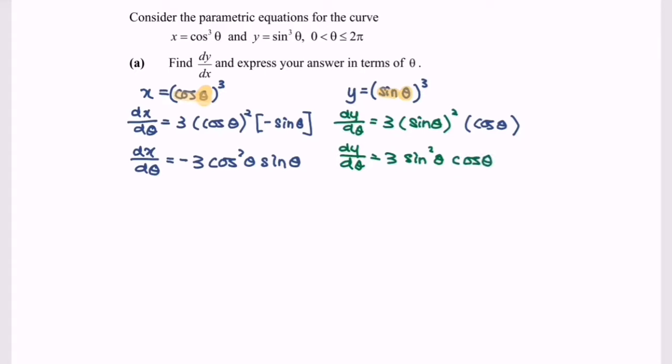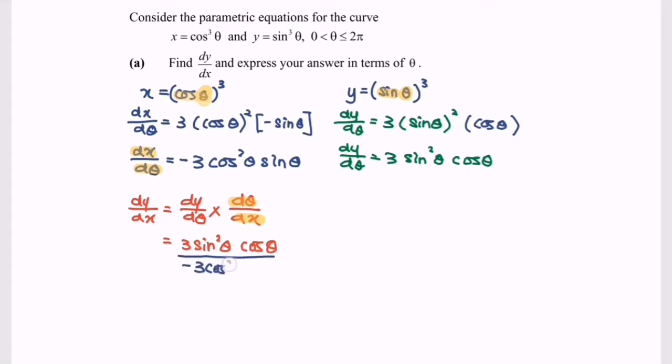Kindly refer to the question, dy dx. We have the formula dy dx is equal to dy d theta multiplied by d theta dx. Kindly substitute and we will have 3 sine squared theta cos theta. Observe that we have d theta dx, where in blue we have dx d theta, meaning that we need to flip it. So it will become negative 3 cos squared theta sine theta.